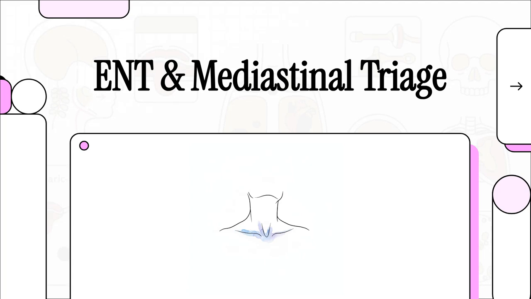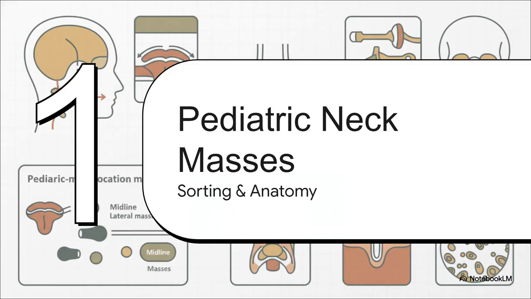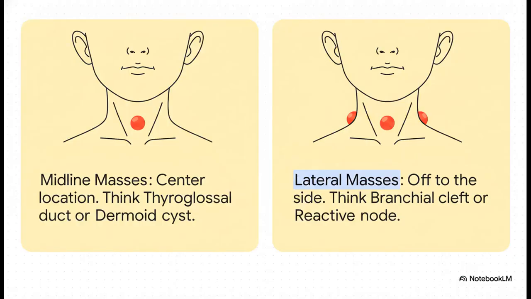Let's jump right into sorting neck and mediastinal masses for Step 2 CK, focusing strictly on high-yield clinical decision logic. First up, pediatric neck mass sorting. When you're looking at a pediatric neck mass on the exam, remember that location and physical movement directly drive the diagnosis. We start by dividing these masses spatially.